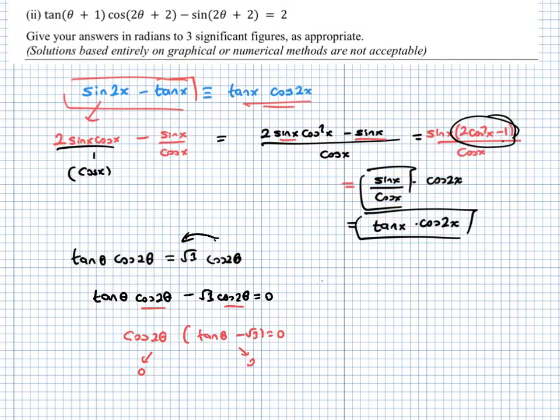or this one is 0. So here, if I say cosine 2 theta is equal to 0, theta comes pi by 4, that is within the domain, and tangent theta minus root 3 is equal to 0, which means tangent theta is equal to root 3, theta comes pi by 3. These are the angles we were looking for.